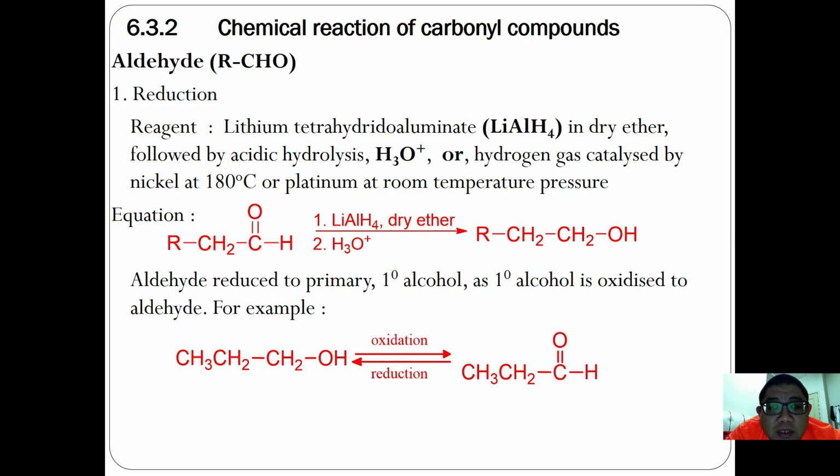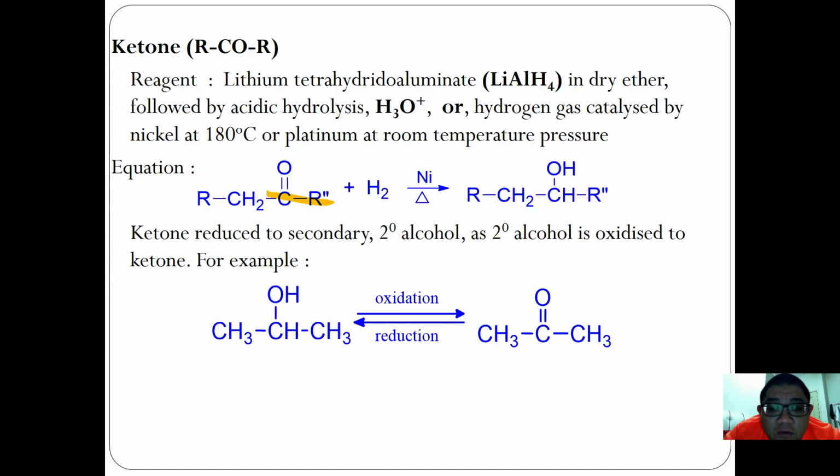So our reducing agent in here is, if you use lithium tetrahydroaluminate followed by acidic hydrolysis, you can eventually form back the alcohols. If it is an aldehyde, you form back a primary alcohol, and if it is a ketone, then you form a secondary alcohol in here. Okay, so this is more or less the reductions of aldehydes and ketones. So you use reducing agents such as LiAlH4 followed by acidic hydrolysis.